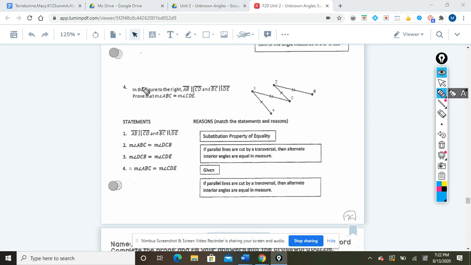All right, so if we look here, honors friends, this says in the figure to the right, AB is parallel to CD. All right, so I'm going to make those longer. Ooh, that was ugly.